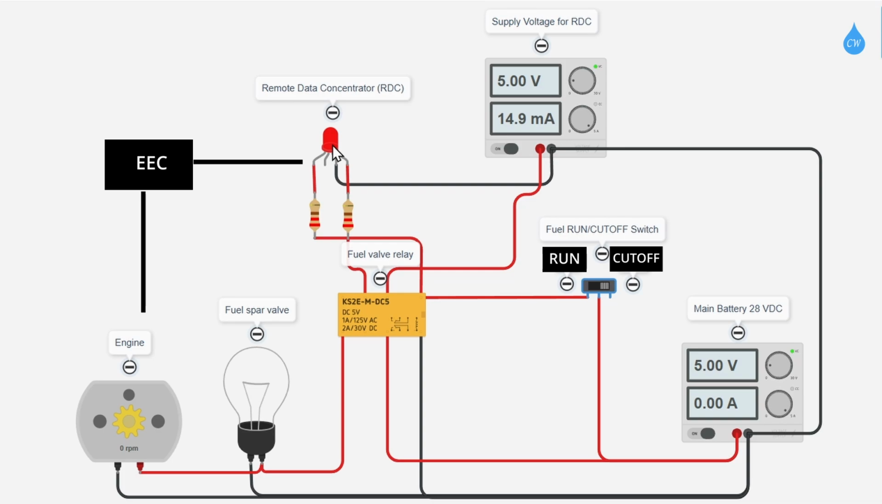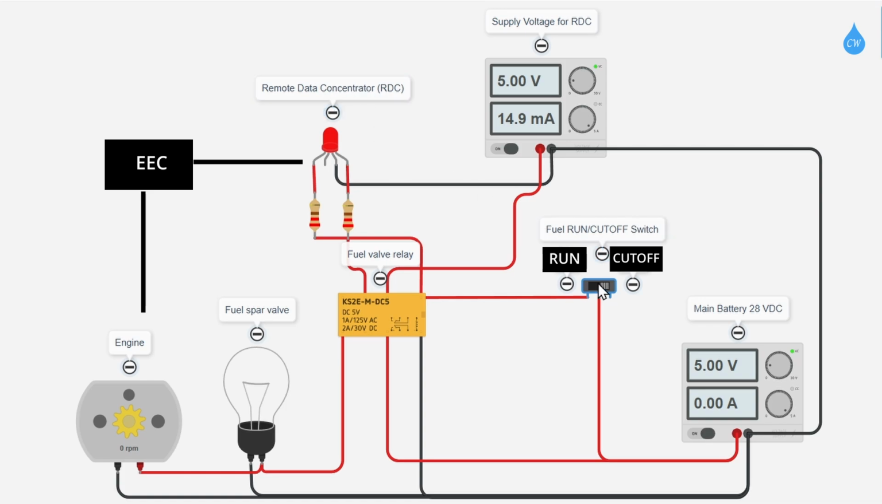Now this part here, please pay attention to this part. This is the remote data concentrator. This is that interface that I mentioned before, RDC. This is the one that detects that signal from the fuel cutoff switch, okay, if it's in the run or cutoff position. And that RDC tells the EEC, hey, let's go, start the engine in run.